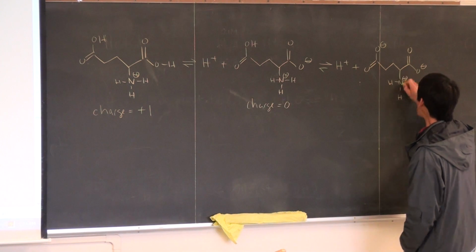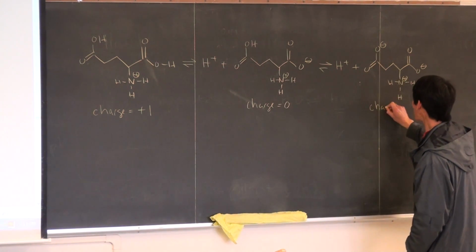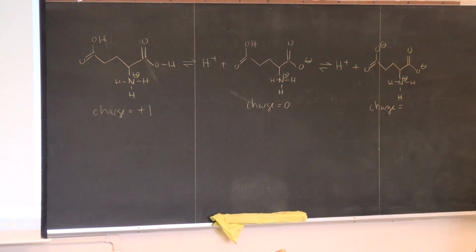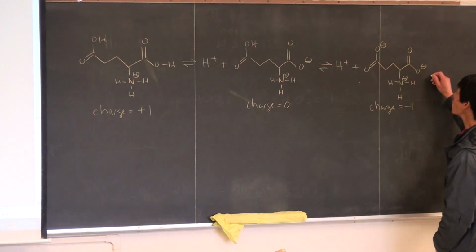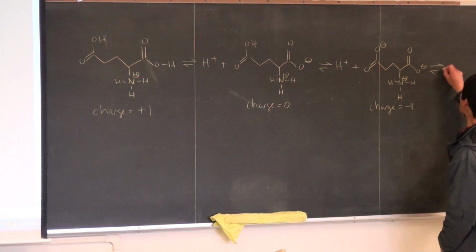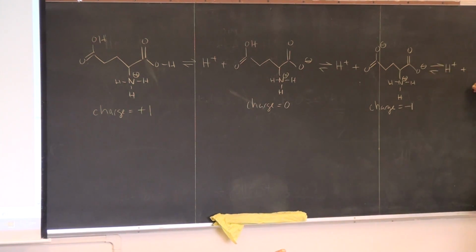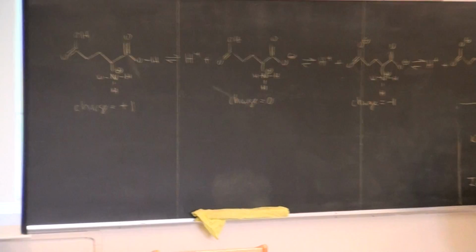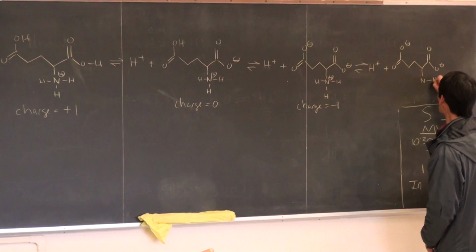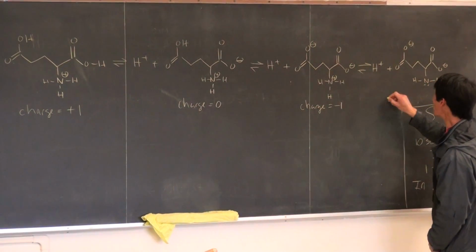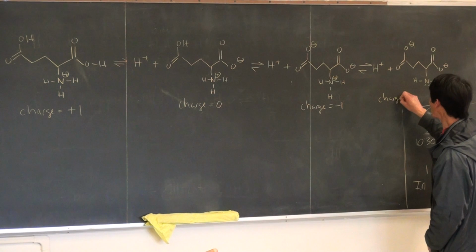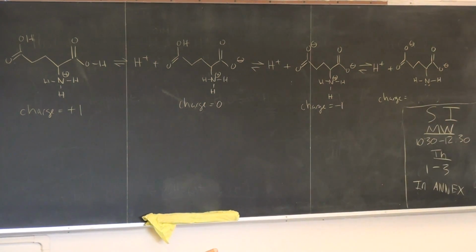And what's the charge on this form of glutamic acid? Yes, the charge there is going to be minus 1. And then finally, it's going to lose its last proton. So you get H plus, and then the structure in this case is going to be this. Okay, so the charge in this last form is equal to minus 2.